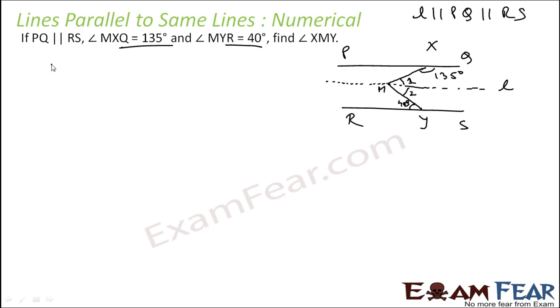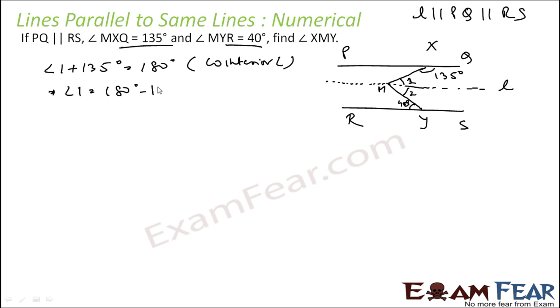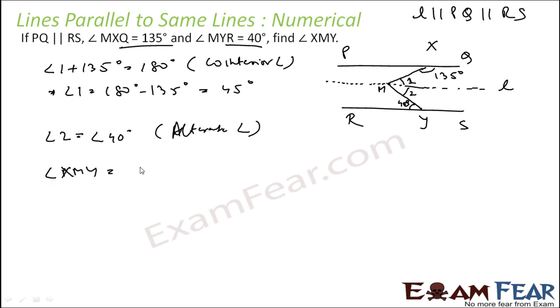If you see, angle 1 plus 135 degrees is equal to 180 degrees, co-interior angles. So angle 1 is 180 degrees minus 135 degrees, and that is nothing but 45 degrees. Similarly, angle 2 will be equal to this one, 40 degrees. Why? They are alternate angles. So what do you have to find? I have to find angle XMY, and that is angle 1 plus angle 2, which is 45 degrees plus 40 degrees, and that is 85 degrees. So we have solved it, but please note I have solved it in a rough way. In the exam, please write better English, saying for example, angle 2 is equal to angle YML. Let this point be Z.